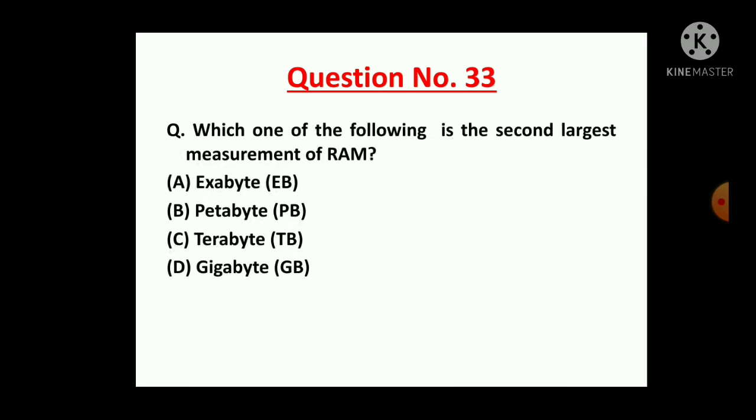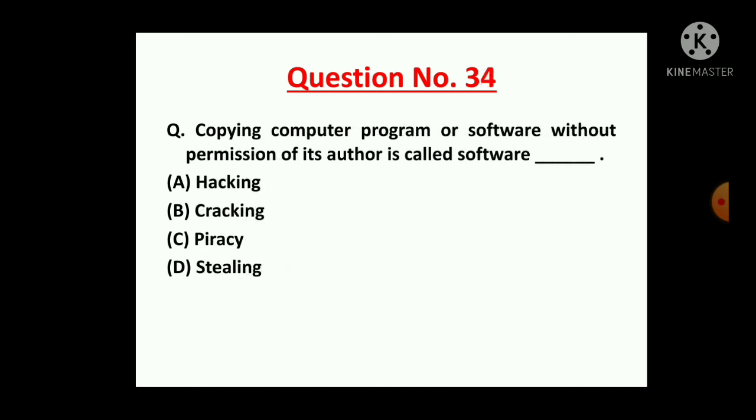Question number 33. Which one of the following is the second largest measurement of RAM? Options exabyte, petabyte, terabyte, gigabyte. The correct answer is option D, that is gigabyte. Question number 34. Copying computer program or software without permission of its author is called software dash. Options hacking, cracking, piracy, stealing. The correct answer is piracy.